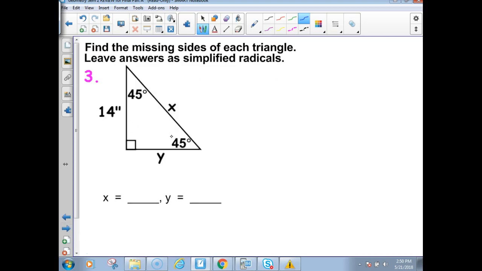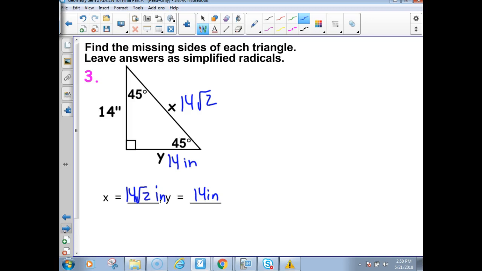Number 3, 45-45-90, that says the legs are equal, so these are both 14 inches. So y is 14 inches. A double tick mark means inches. Hypotenuse would be 14 times the square root of 2 inches. That's following the patterns, and those are on your formula sheet.